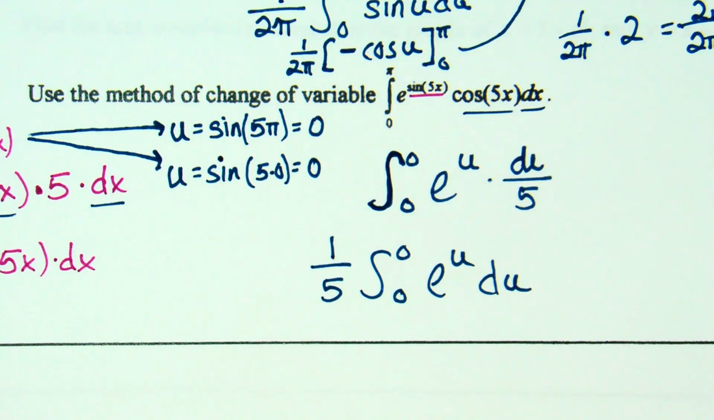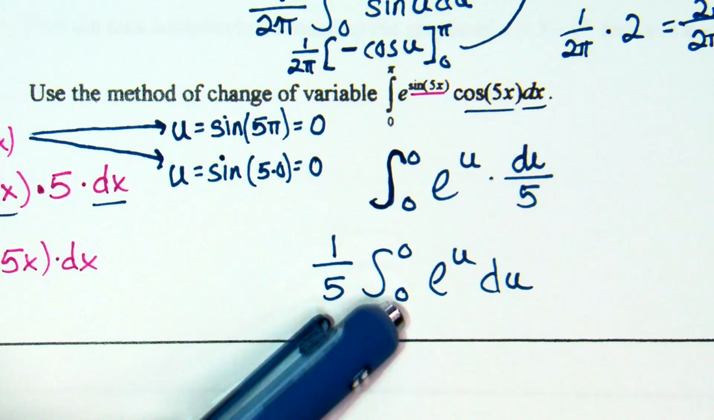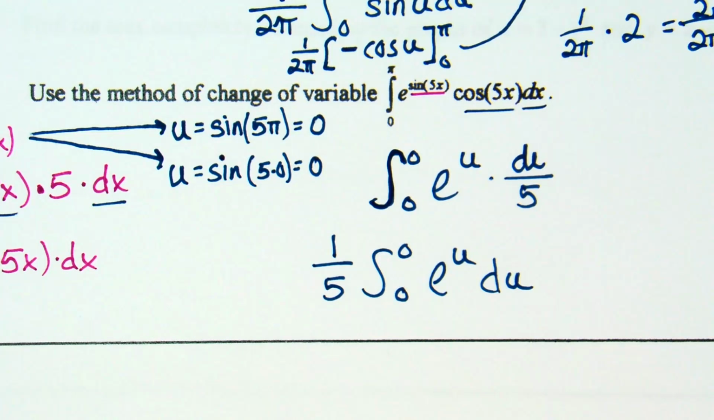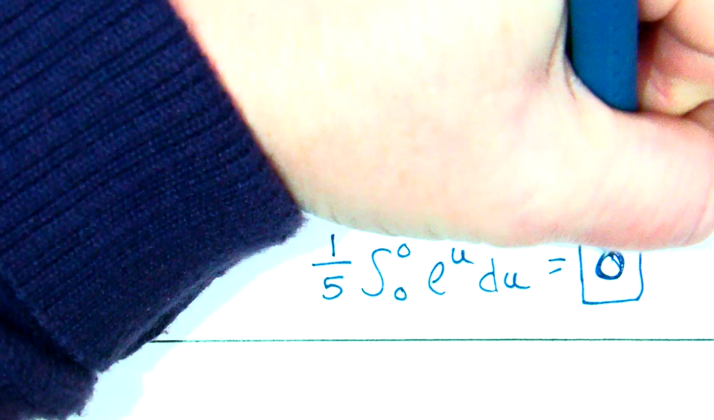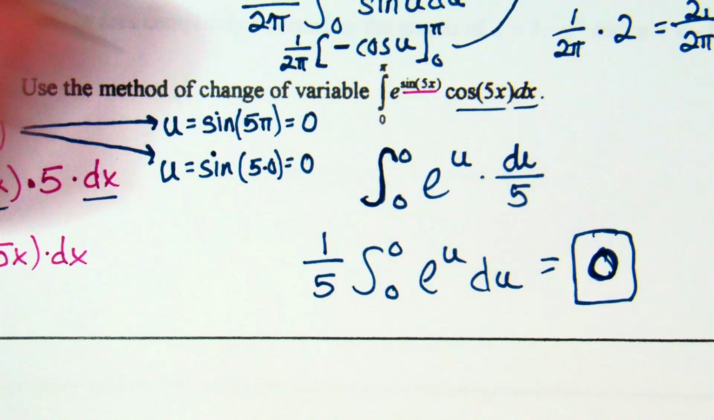Now, if you don't believe me, work it out. But you have every right, without any work, to say this is 0. Reasoning being, when upper and lower limits are equal, the integral equals 0. And I'm going to write that. When upper and lower, you can say limits or boundaries, are equal, the integral equals 0.